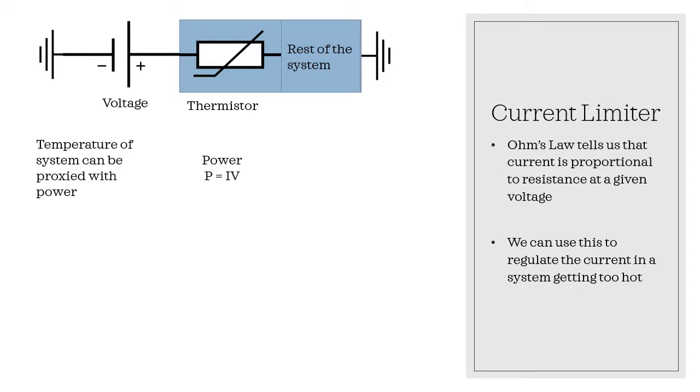So our power equation is power is equal to current times voltage, and since we're not affecting the voltage in this case, we have a set voltage generator. The only thing we can affect is current. And since we want the current to go down when the system gets too hot, we want a PTC thermistor. When it gets hotter, PTC means the resistance of the thermistor goes up, and Ohm's law tells us that a higher resistance for a given voltage is a lower current. So lower current, lower power.